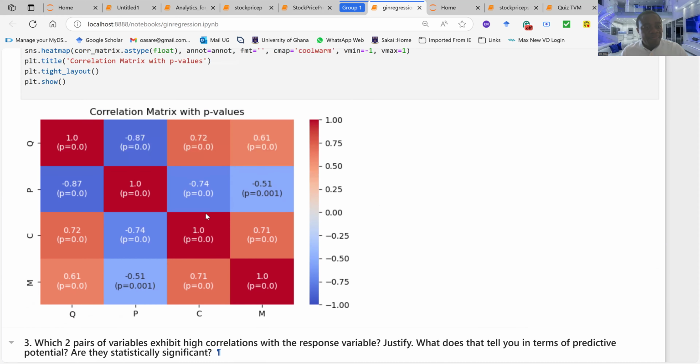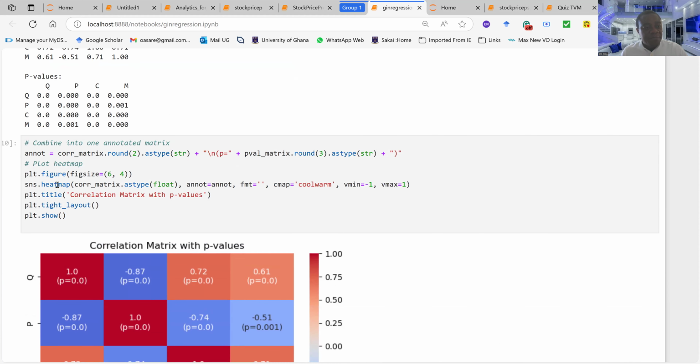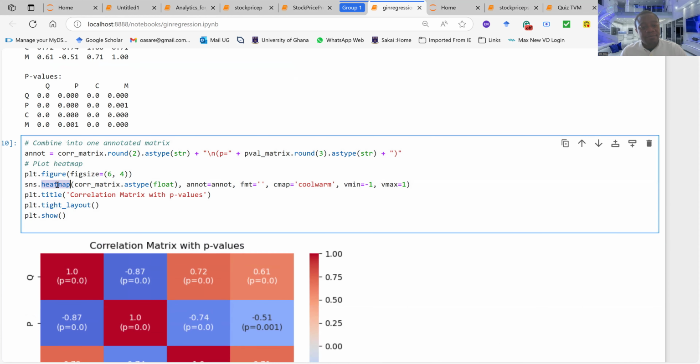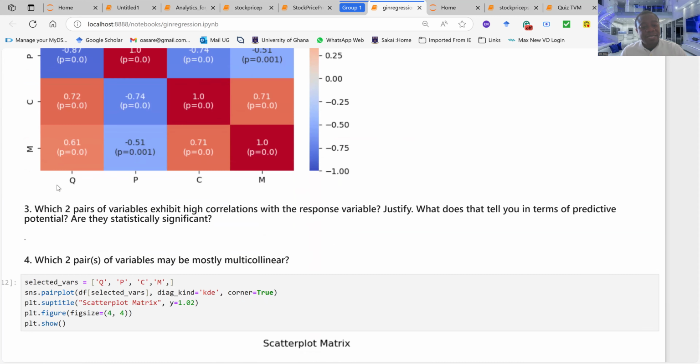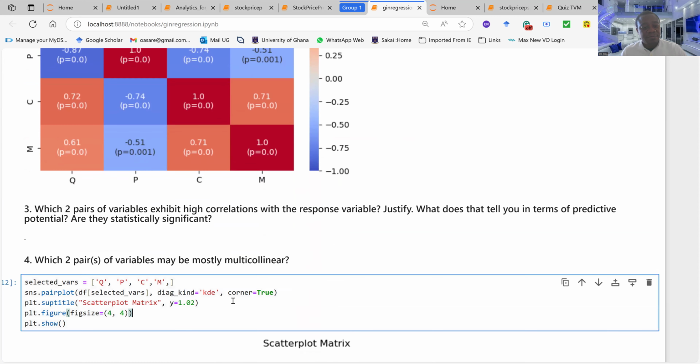If you look at Seaborn here, I use heat map. Heat map doesn't accept corner, but this one accepts corner. So look at this. I have selected these same individual variables. I'm going to create the same thing as this, but in a scatter plot matrix. Not a correlation matrix, but a scatter plot matrix.